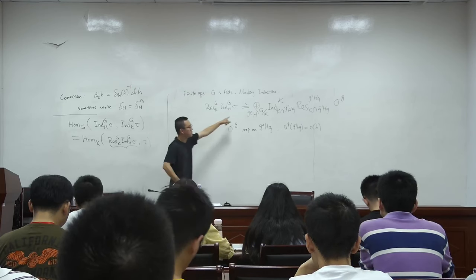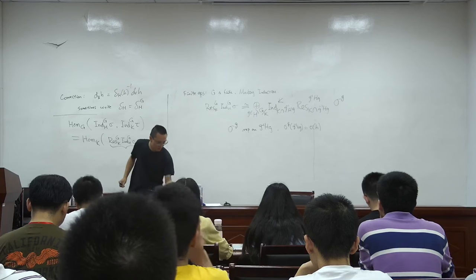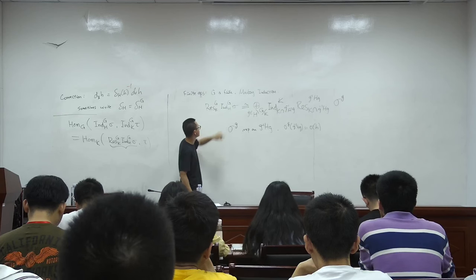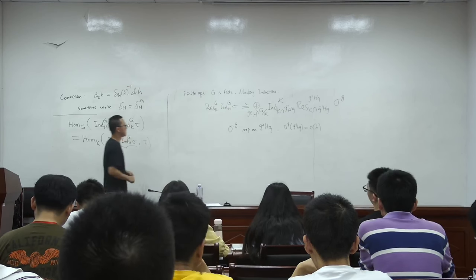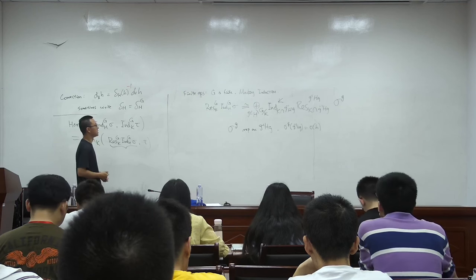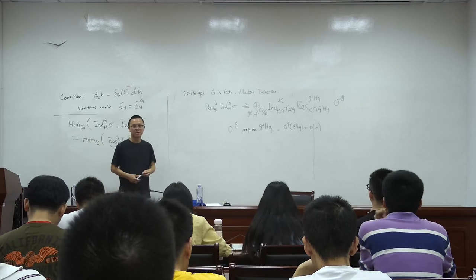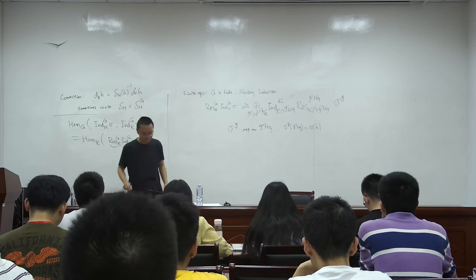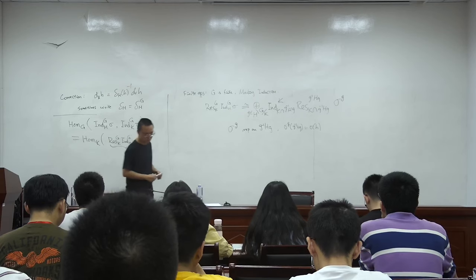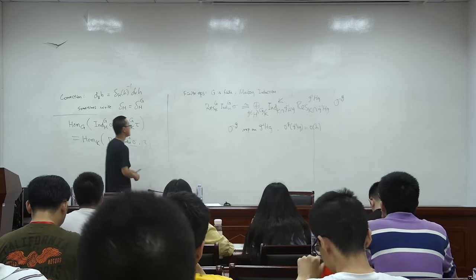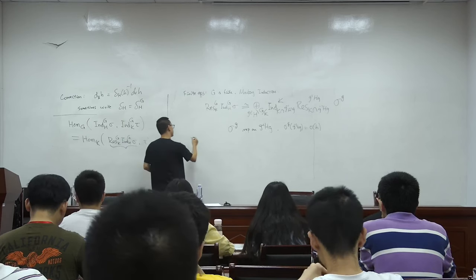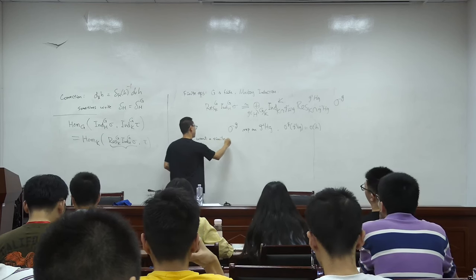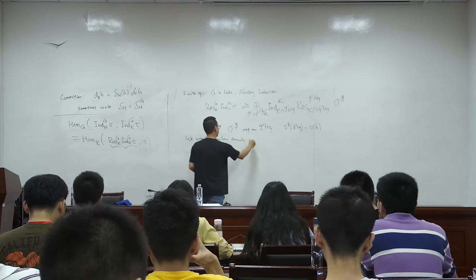It's a lengthy formula that tells you how this process, this restriction of induction, decomposes into some simpler representations. So this is the finite group situation. Now we want a similar formula for the p-adic case.